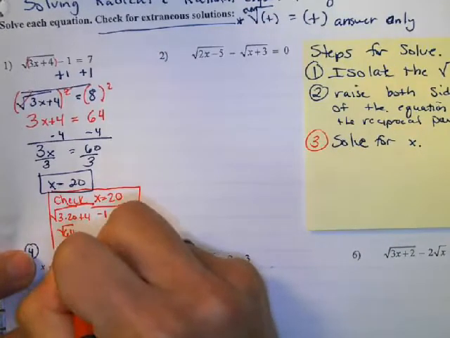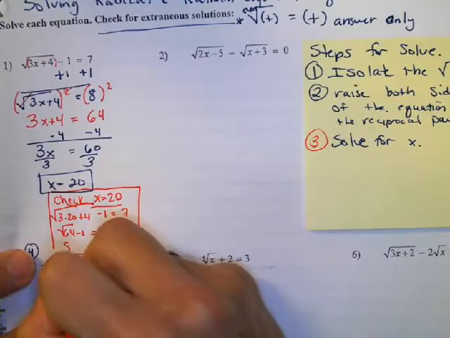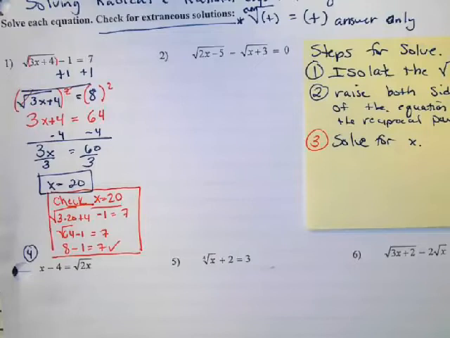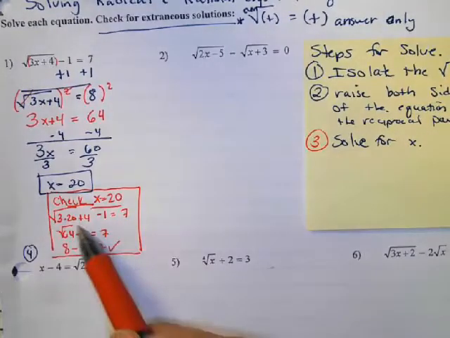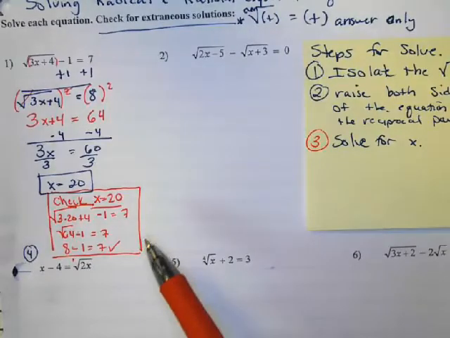The square root of 64 is 8, and 8 minus 1 is 7, and there's my check. You can use a calculator when you do this, but you have to show each step. You have to show your check. It's going to be worth 1 point.